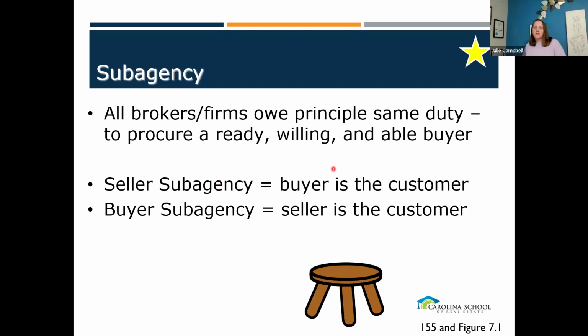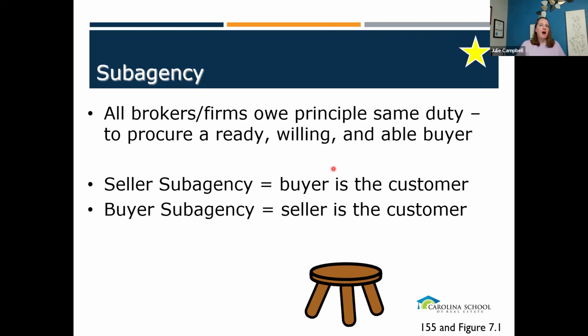There's something called seller sub-agency, which is what we see the most. There's also something called buyer sub-agency, which we don't see that much. But with seller sub-agency, I'm not necessarily telling you where I'm going to get this buyer from. Maybe it's my buyer client. Maybe it's a buyer customer. In seller sub-agency, that ready, willing, and able buyer is unrepresented.